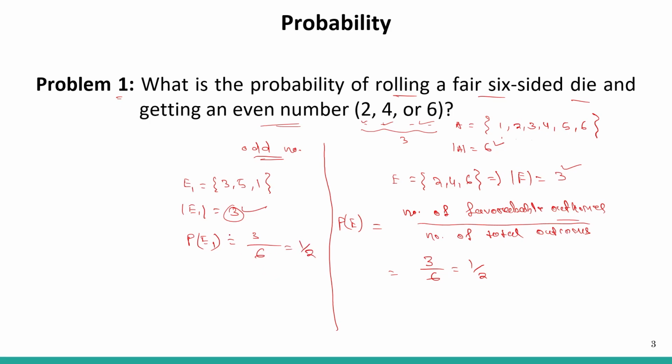So the probability of rolling a fair die and getting an even number is 1 by 2, and if we replace even with odd, the answer remains the same. As you can also see, these two events are mutually exclusive: if one happens, the other can never happen. If you get an even number, it is never odd. Is there any number which is both even and odd? No. So let's go forward with the step-by-step solution.